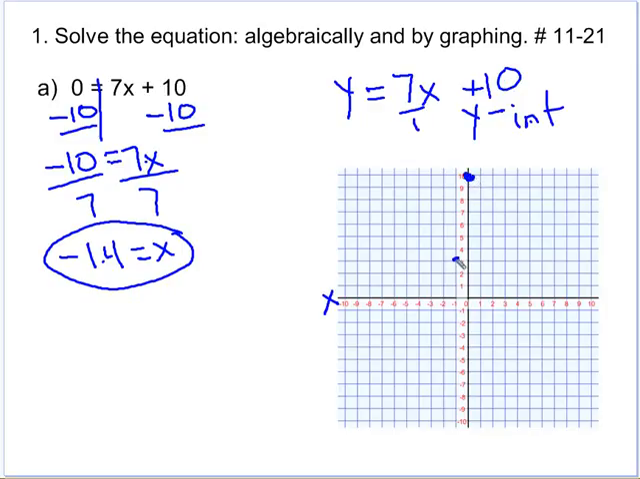Now because I can't go up and to the right, I'll go down and to the left, but I'll basically get the same line. So I connect my 2 points, and there's my line that represents the slope. Now for a check, it should have crossed the x-axis at around negative 1.4. So there's negative 1, so it's in the general area. So I think we did a good job on this one.